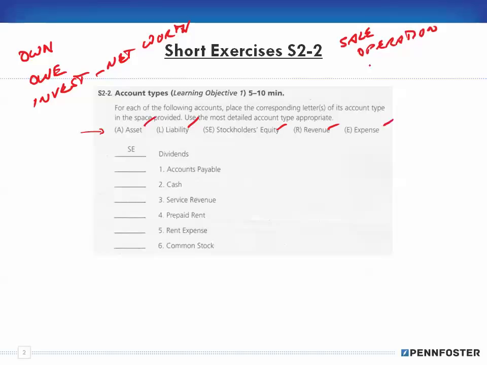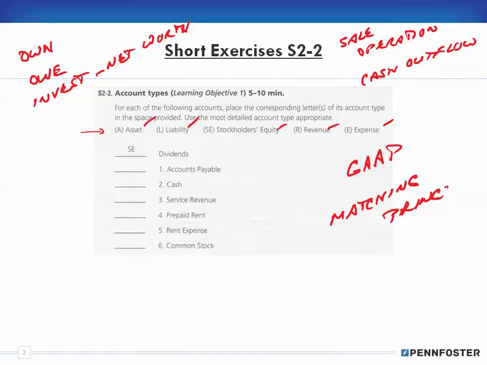And the expenses are cash outflows during the operation of the business. Okay. And here's one of those cases where it just popped in my head. One of the generally accepted accounting principles, GAAP, is called the matching principle. And the matching principle says that we want to match up our revenues with our expenses.